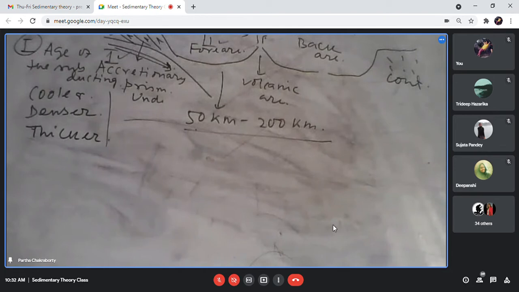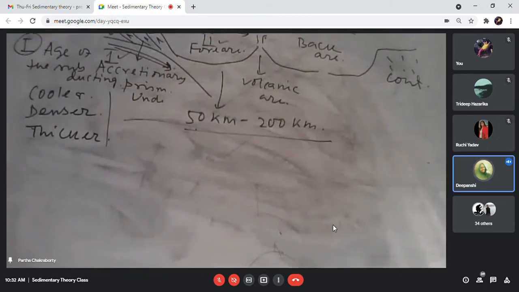Am I clear? Now, if you increase the age and thickness of the crust, with more age, because it is denser, it will try to sink with more angle than a younger crust which is less dense and less thick, which will not be sinking at a steeper slope, but it will go in a more gentler slope. Am I clear? Yes, sir. Okay. Now, please repeat.